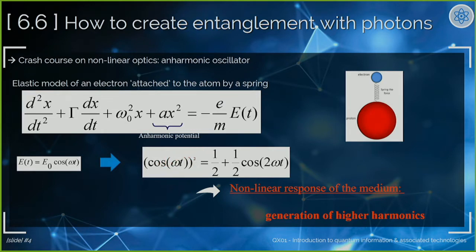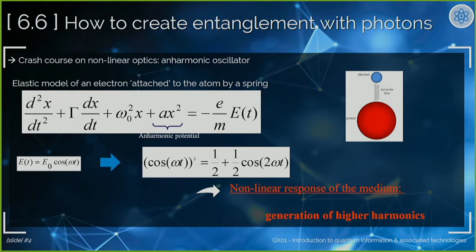And if you have cos omega t squared, simple trigonometry tells you that you can write this as 1/2 plus 1/2 cos 2 omega t. So what it means is that now, thanks to that anharmonic potential, the x component will have a nonlinear response and will have higher harmonics. So we started with oscillation at omega, and now we have an oscillation at 2 omega for the response of the electron. So that means that we have a nonlinear process.